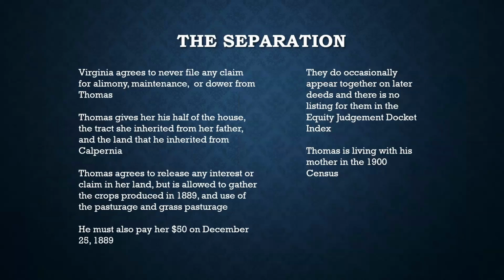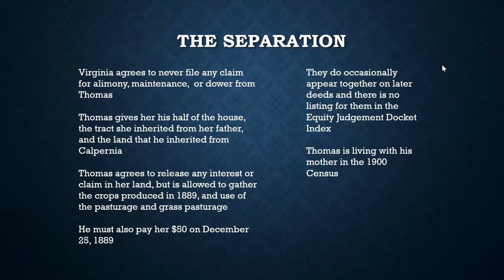In this, Virginia agrees to never file for alimony or dower from Thomas. Thomas essentially gives her everything that he would have inherited from his wife. He's releasing interest in claiming her land and is basically saying, I'm not going to try and take anything back from you. And he gets the profits from all of the crops that are harvested that year. And then he also has to pay her $50 on Christmas, which I didn't really find a reason why, but Merry Christmas, I guess. But as I said, they don't officially divorce. They show up in later deeds together when they're selling land that they're still holding as husband and wife. So clearly there's no legal official separation between them. And this is why Thomas is living with his mother in the 1900 census, and then he's living with siblings in later censuses before he dies.